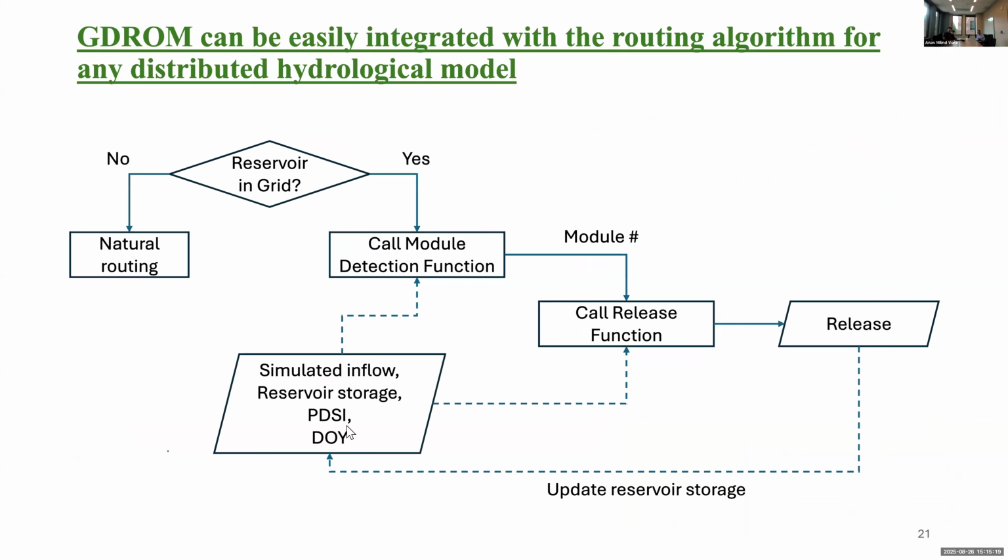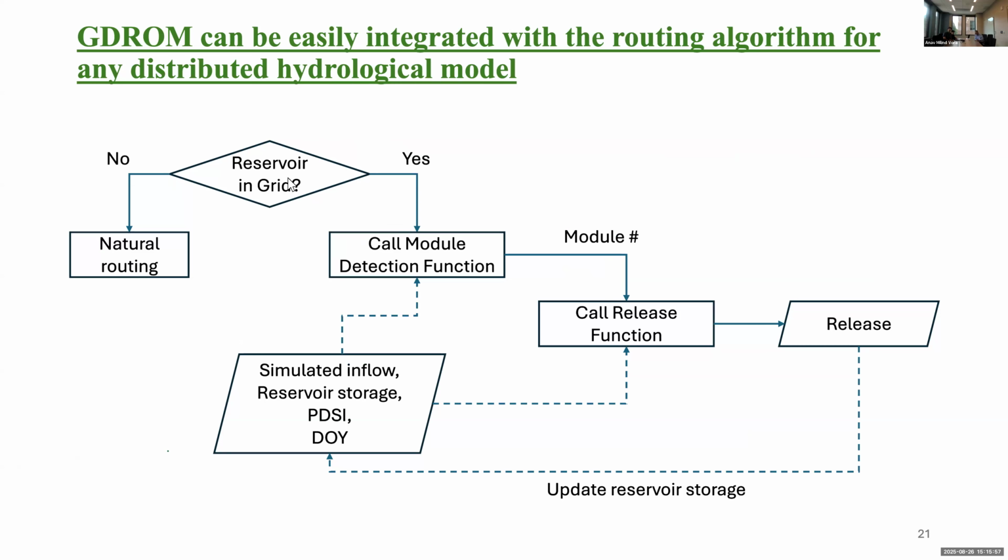I'll begin with how we can do the interfacing. For this particular example, I'm going to assume that our distributed hydrological model is a gridded model. Of course, I'll also talk about how we can use it if that was not the case, if we had a watershed type or a vector-based model. But assuming it's a gridded model, GDROM becomes a part of the routing algorithm. So if a grid has a reservoir present in it, then we would use GDROM to route flows through that grid. Otherwise, we'd use the natural routing, which already exists in the hydrological model.